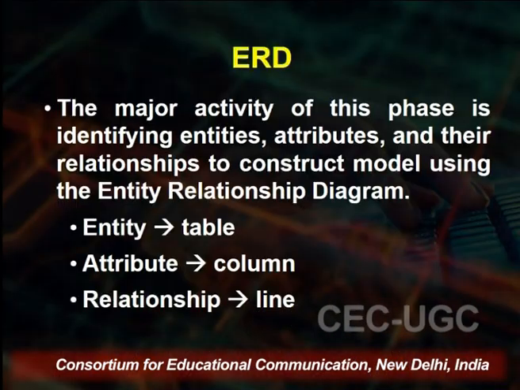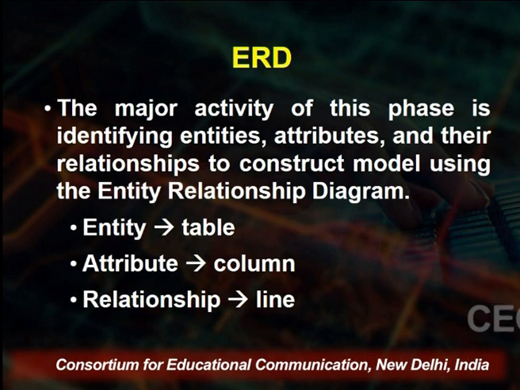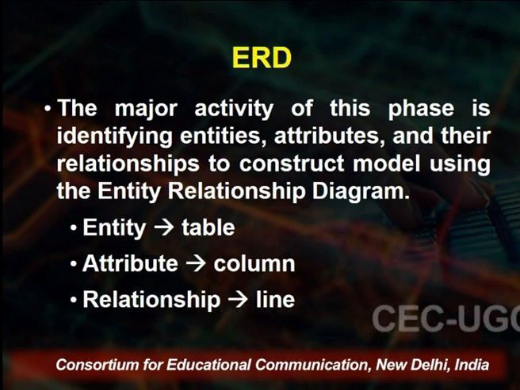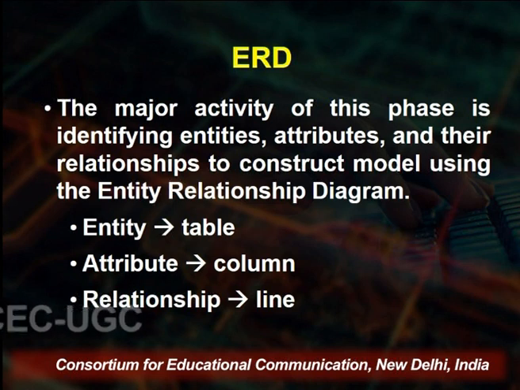The first one is the entity, the second one is the attribute, and the third one is the relationship. Now let us see using what symbols these building blocks are going to be represented.